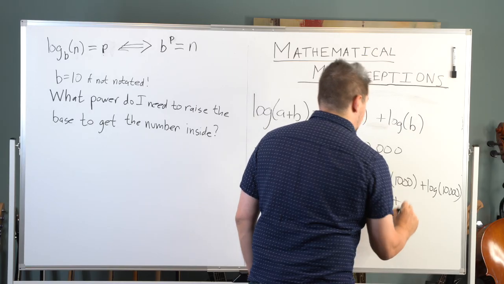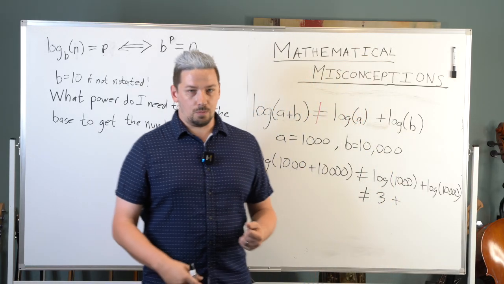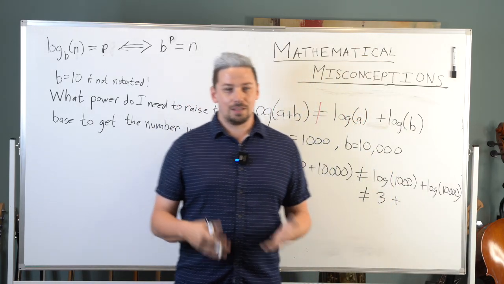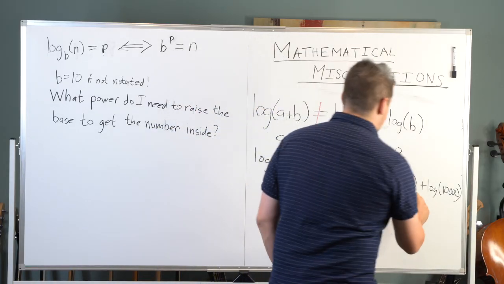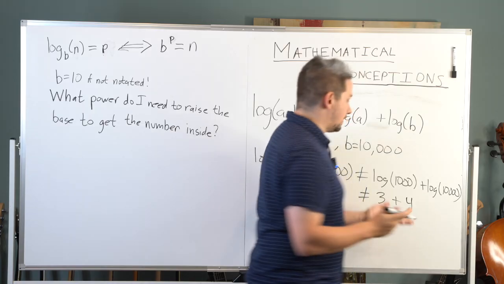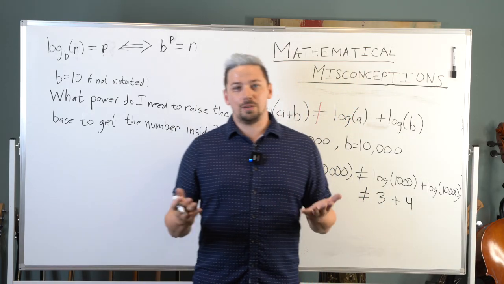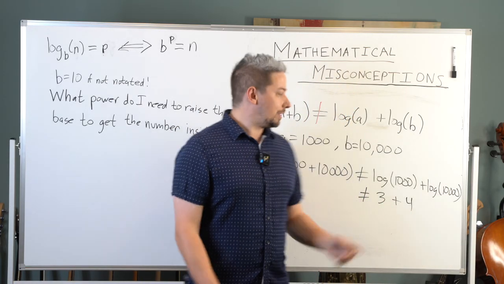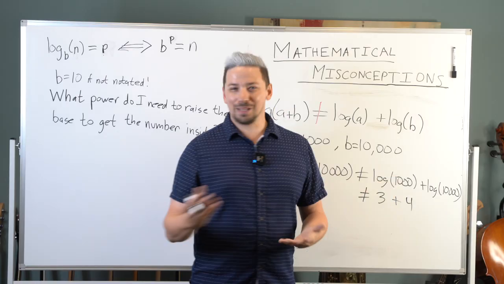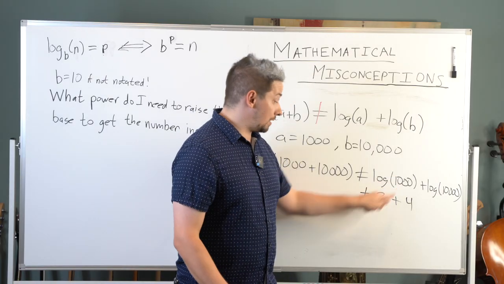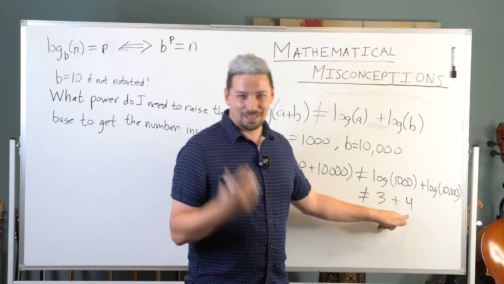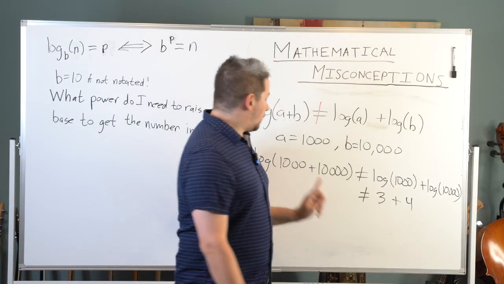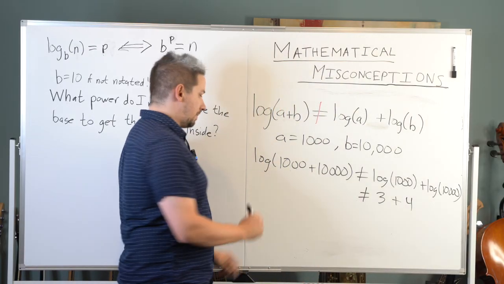3 plus, and then same thing with 10,000. What power do I need to raise 10 to get 10,000? 4. 10 to the 4th power is 10,000. And that's the beauty of log base 10, is that when you're working with clean numbers, you just really have to count the number of zeros. 3 zeros on this one, right there. 4 zeros on this one, right there. It's easy to do.